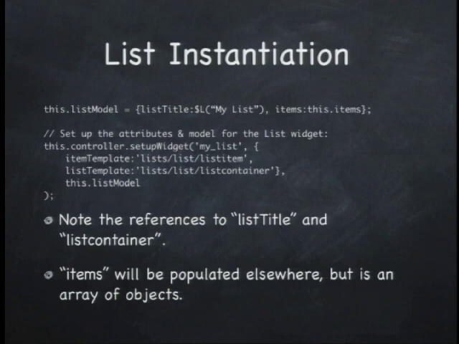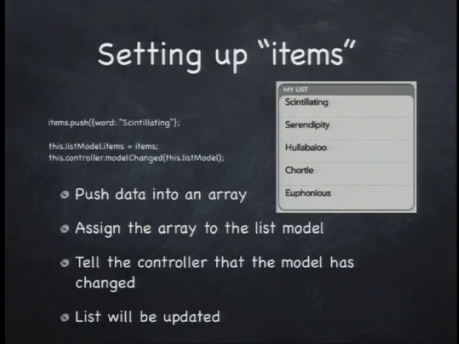You'll find this example in the UI widgets code. And then it's going to look for list container.html, and now it knows what the list template is, and list item.html, and it knows what the item template is. And it's going to use that when it wraps up the templates. And the item list is going to get populated elsewhere, and you will see that. Up here when we're talking about the list model, we give it a title, and we say the items are populated by this .items, and that's going to get dealt with later.